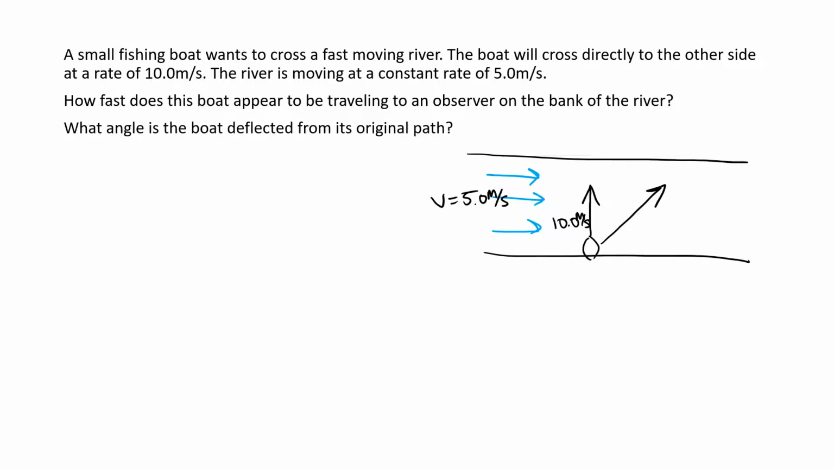So the first question is, how fast does the boat appear to be traveling to an observer on the shore? If you ask the person in the boat, they say, I'm moving at 10 meters per second, because that's their own reference frame. But someone on the shore sees something different. They see that sideways slanting angle, that speed. So how do we find this?